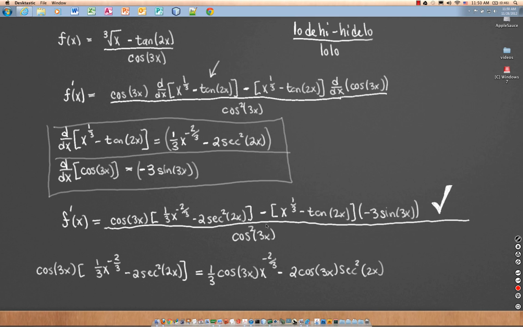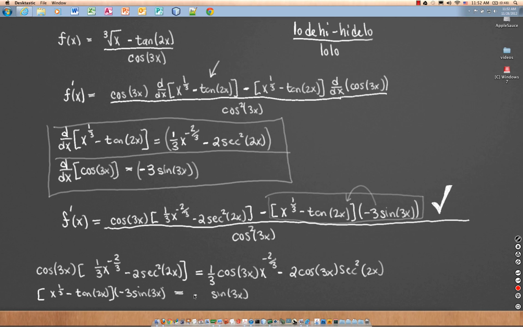So that's now distributed. For this part here, I've got a negative 3 here, and I've got a negative sign in the front. So what I'm going to do is I'm just going to take this part right here, and I'm going to go ahead and distribute this separately. Go ahead and write x to the 1/3 minus tangent of 2x times -3 sine of 3x. And let's go ahead and distribute this. So this becomes -3 sine of 3x, and I've got an x to the 1/3, so what I'll do is I'll put that in front.